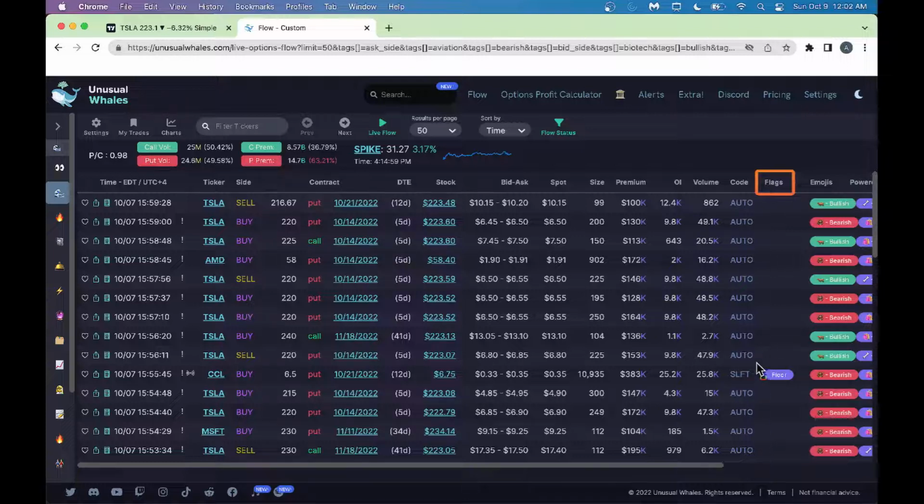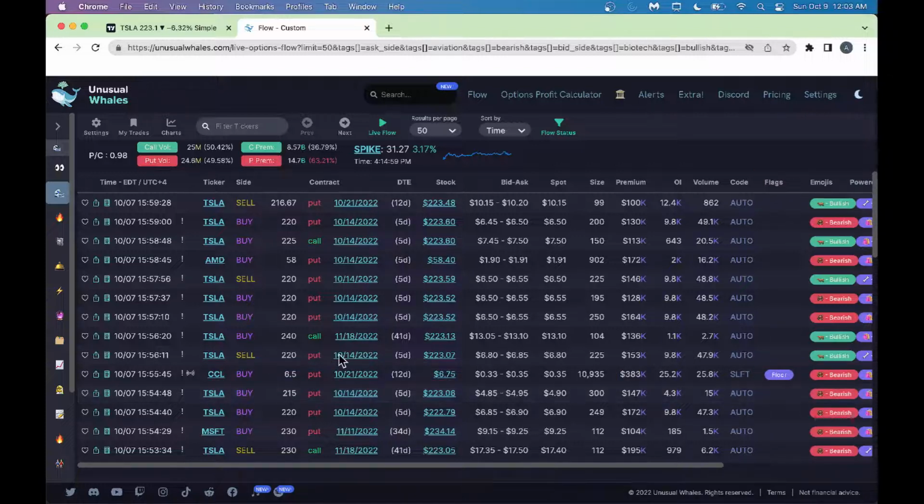Look, we got a floor trader right here, and this floor trader is putting down around $383,000. The floor trader is buying Carnival Cruise Line 6.5 puts, trading at 6.75, as you can see here. It's a bearish play. Probably this person knows something, that this stock might go down.